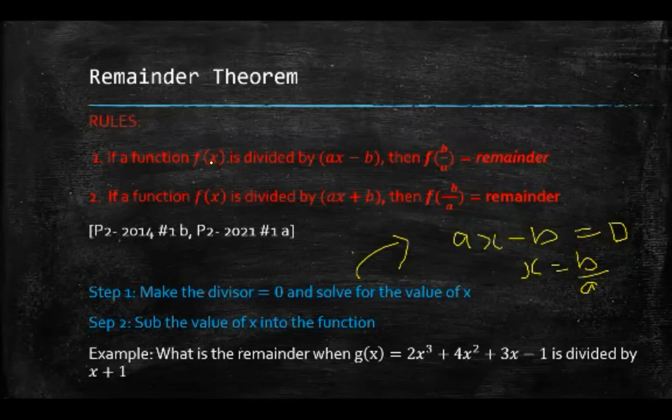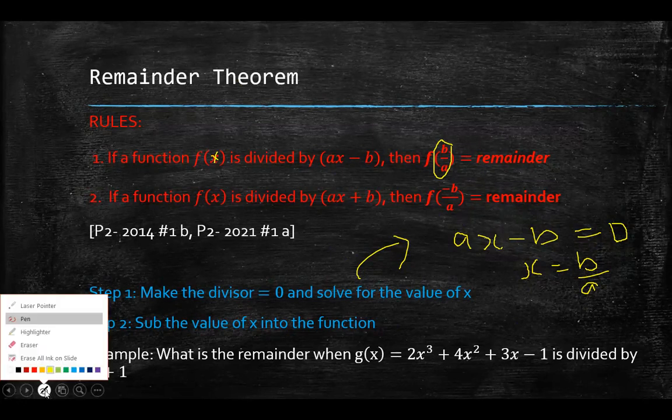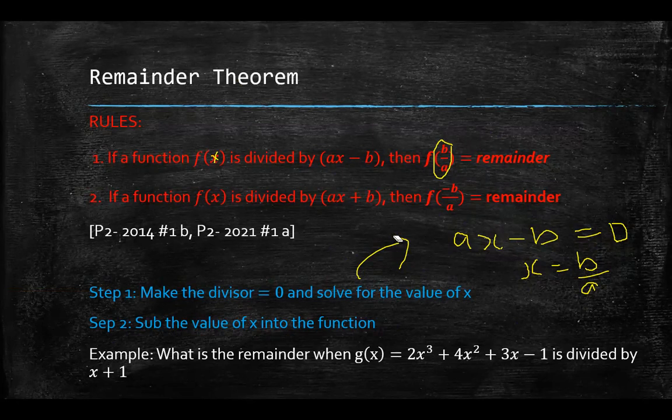So for f of x, since we know that the value of x is b on a, instead of writing x, what they did was write b on a. And that would give you your remainder. Remember that, right? Yes, please.